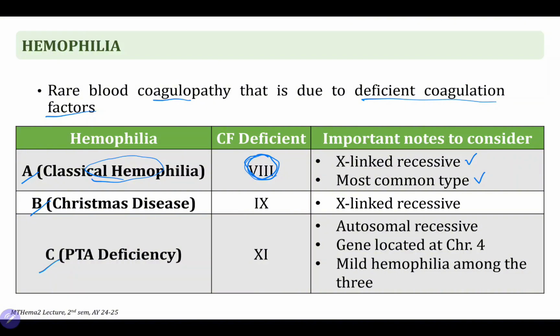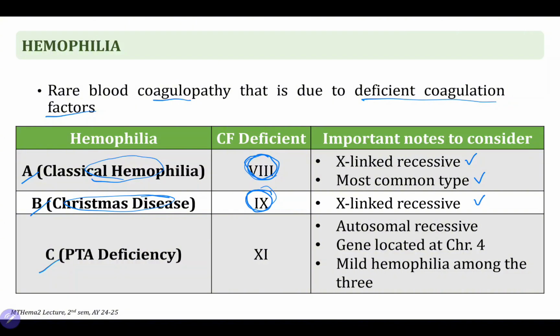Next, you have your hemophilia B, which is also known as your Christmas disease. Okay, the factor deficient to this hemophilia is obviously your factor 9. Okay, or your plasma thromboplastin component. Okay, this is similar. It has a similar inheritance pattern with hemophilia A. It also is a X-linked recessive.